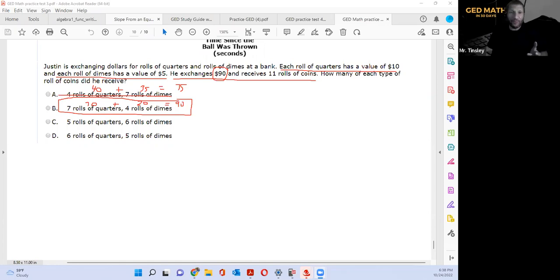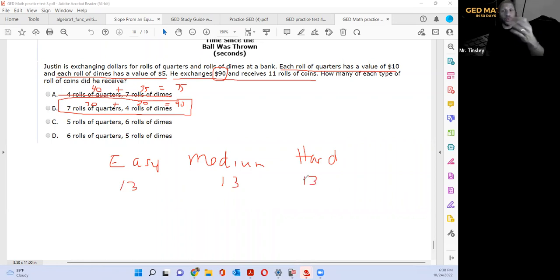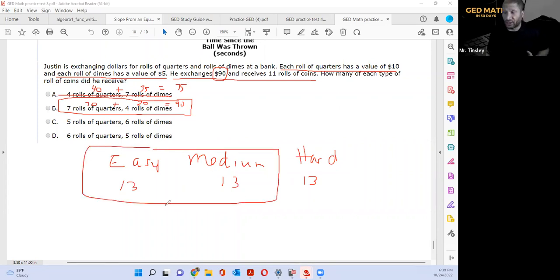Listen, I can't repeat myself enough. Easy, medium, hard. These are the 3 levels of questions on the GED. If you have 40 questions, that means you got 13, 13, and 13. I know that adds to 39, so one of the other questions will be in one of those areas. That's 39 questions. If you just do the easy and medium questions and get those right, you got 26.